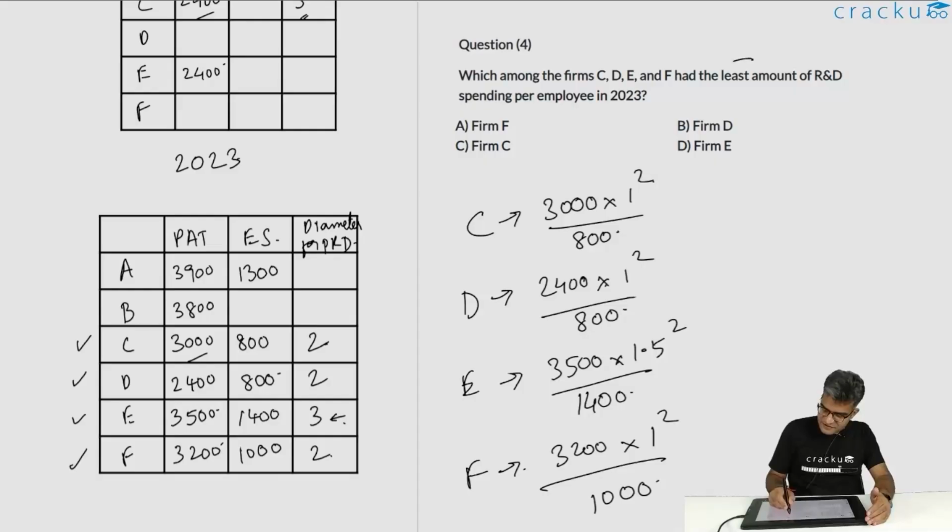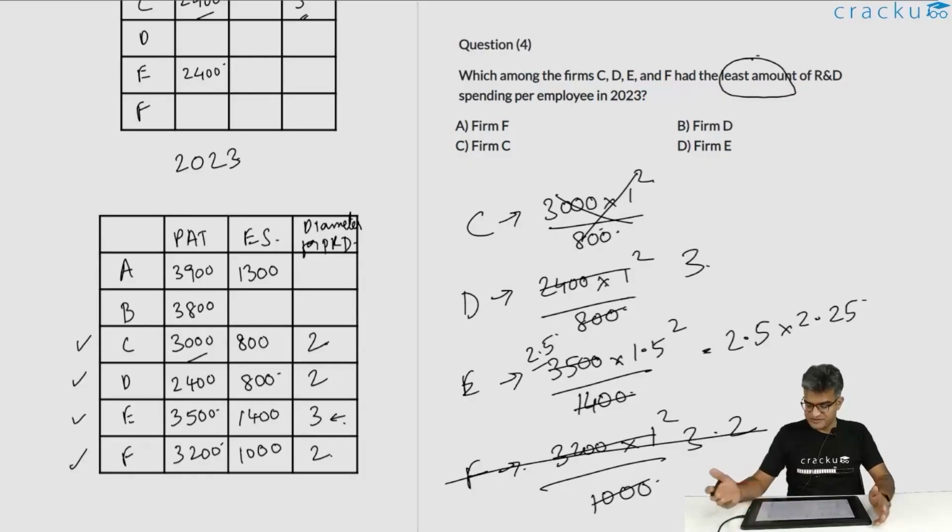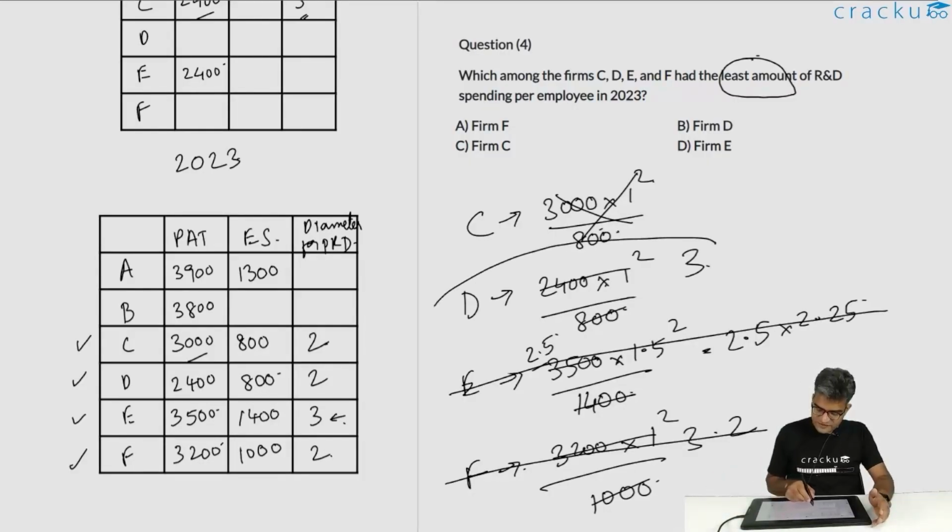We are required to calculate which of them is the least. Now it is obviously not C, because if you are comparing C and D, D is lesser. D is actually equal to 3. This is 3.2. So it won't be F also, it has to be either D or E. 3500 divided by 1400 we know is 2.5. So this is 2.5 into 2.25, which will be definitely greater than 5, because 2.5 into 2 is 5, so it won't be even option E. So the firm which spent the least on research per employee is firm D, which is option B.